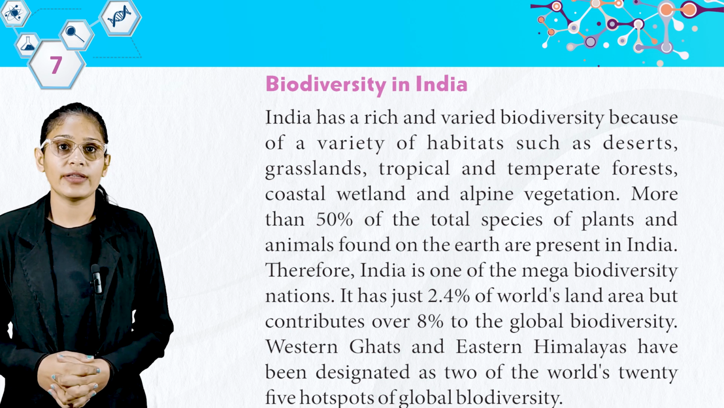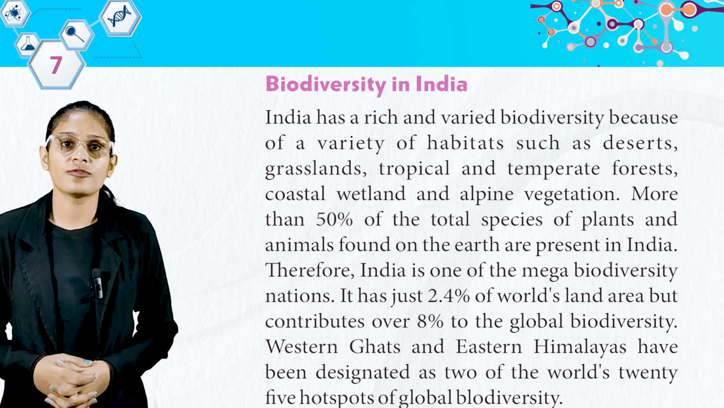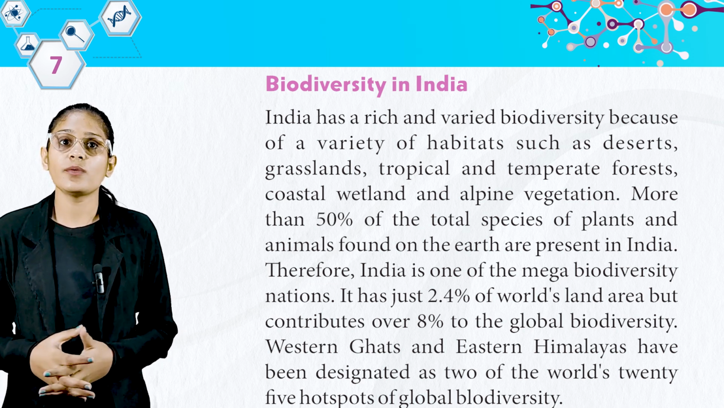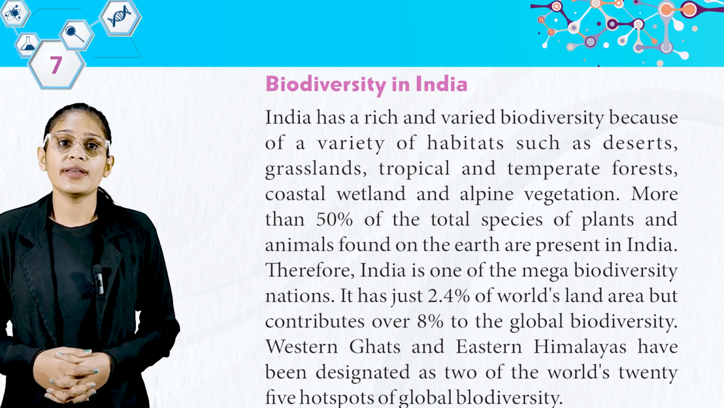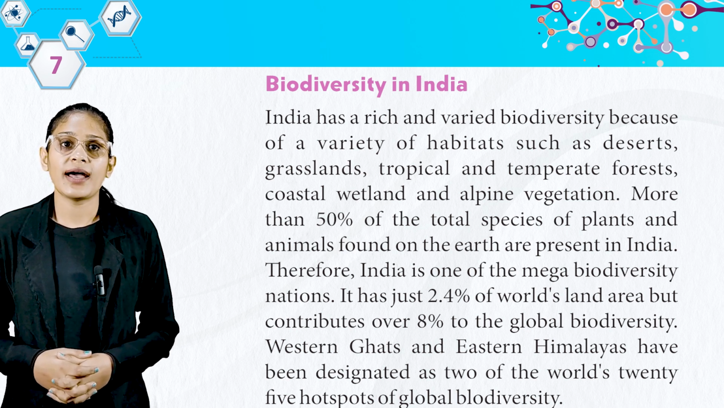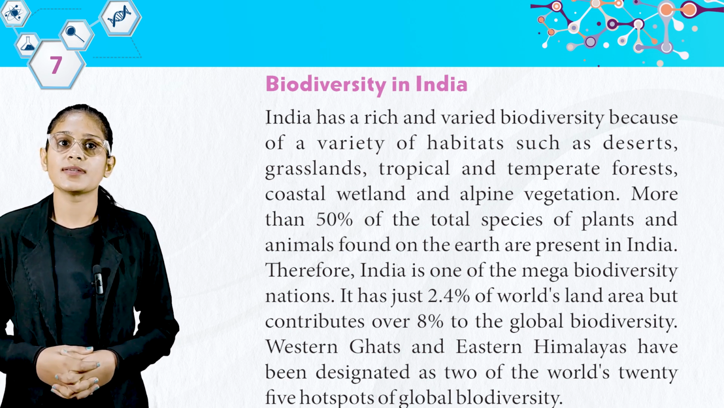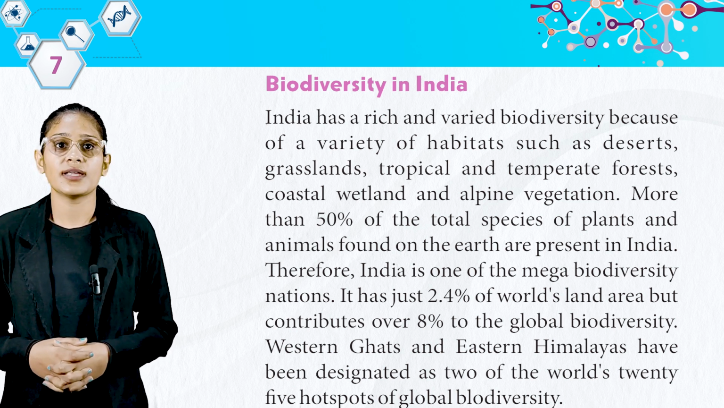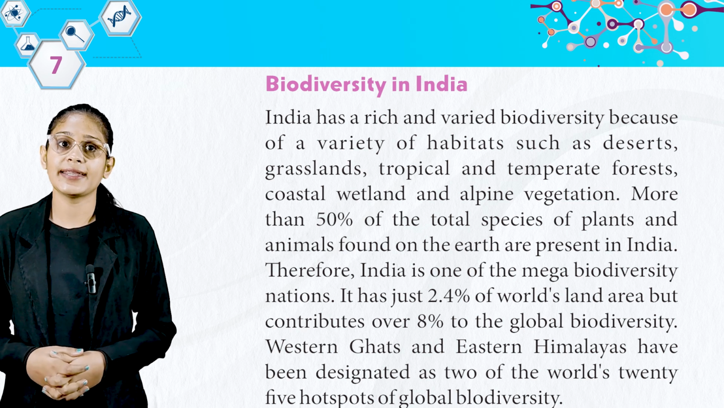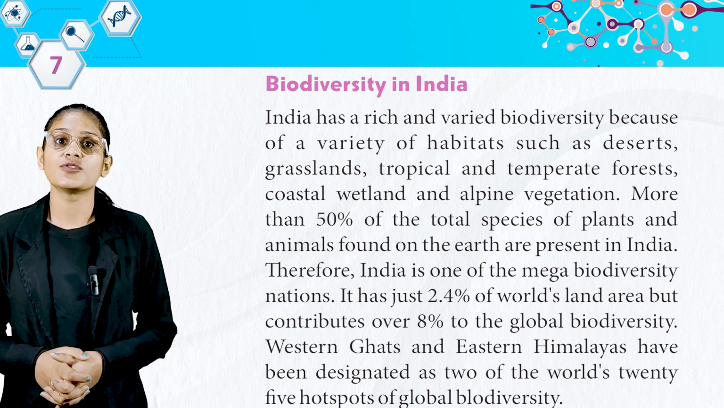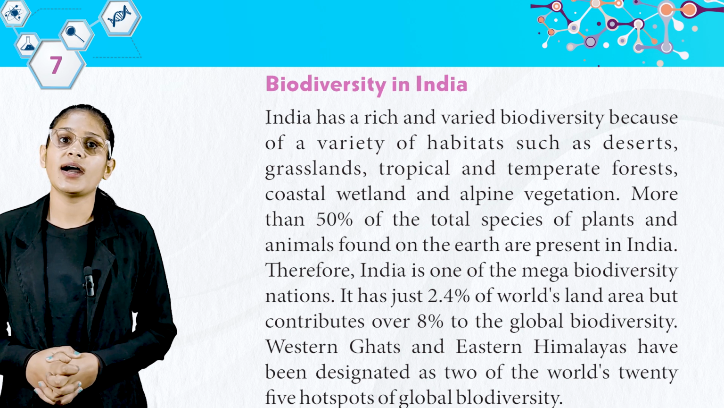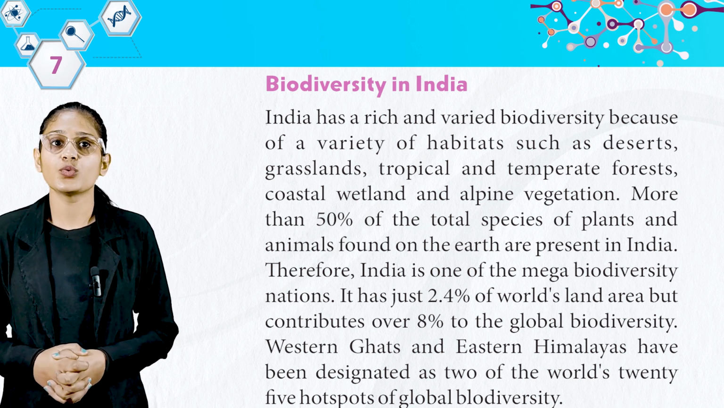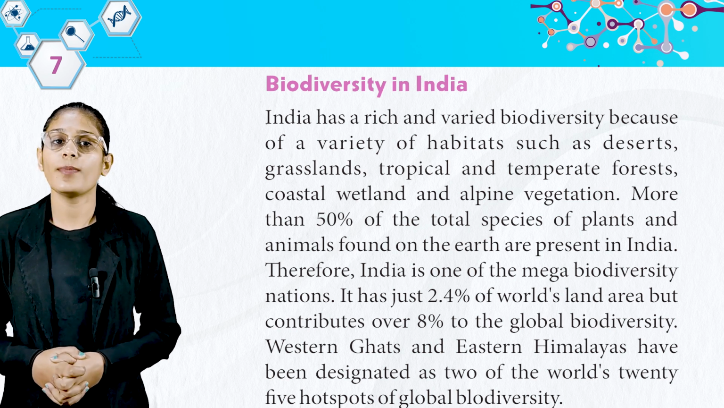India has a rich and varied biodiversity because of a variety of habitats such as deserts, grassland, tropical and temperate forests, coastal wetland and alpine vegetation. More than 50% of the total species of plants and animals found on the earth are present in India. Therefore, India is one of the mega biodiversity nations. It has just 2.4% of the world's land area but contributes over 8% to the global biodiversity. Western Ghats and Eastern Himalayas have been designated as two of the world's 25 hotspots of global biodiversity.